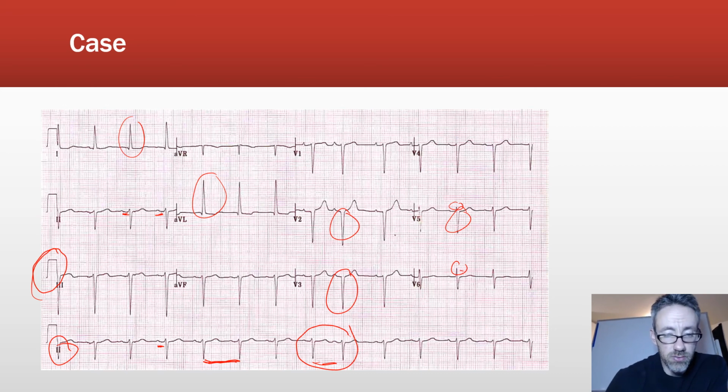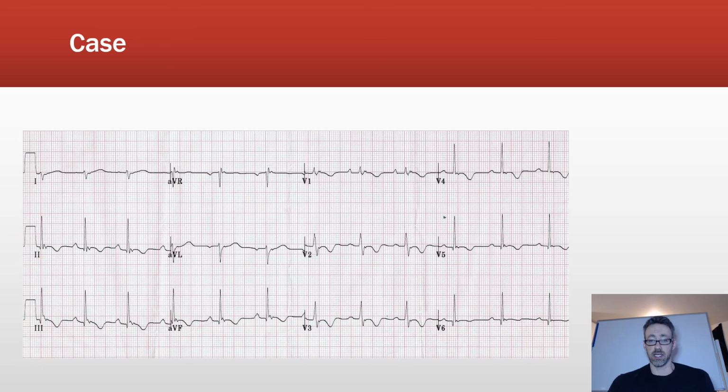The QT interval looks to be okay. Again, we're within the normal heart rate range, so we can do the eyeballing assessment of the QT there. So intervals look to be all right. Okay, I don't see any ST segment changes, no blocks. All right, okay.